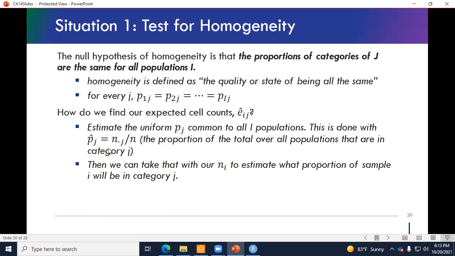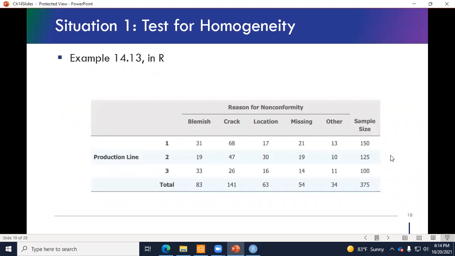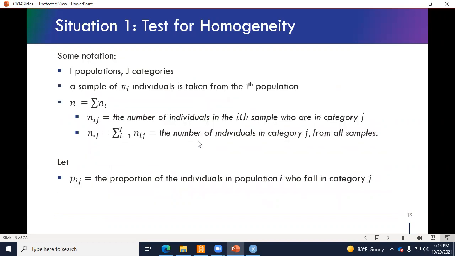So this is how we get the Pj, and we can take that with our ni to estimate what proportion of the sample I will be in category J. I know this sounds very confusing, but when you look at the table, it makes more sense. When you have the table, you have the corresponding ni's and nj's, the total n, and each of the corresponding nij, and you can get them to Pij.